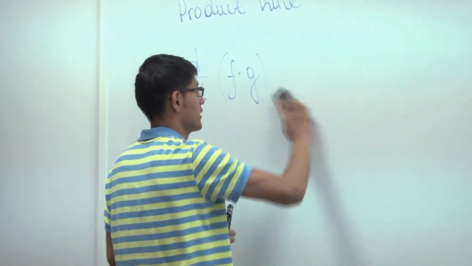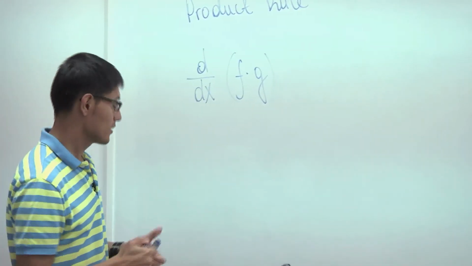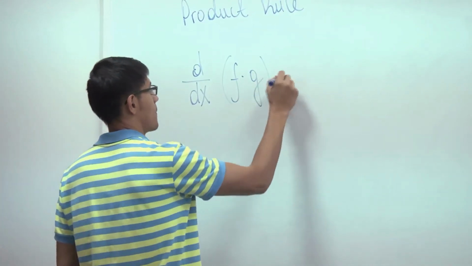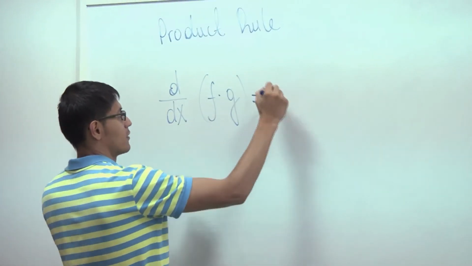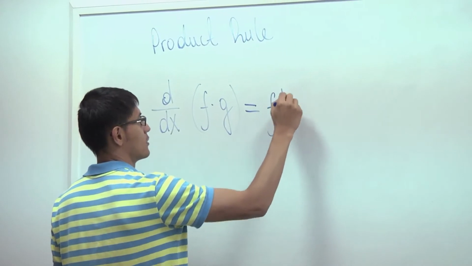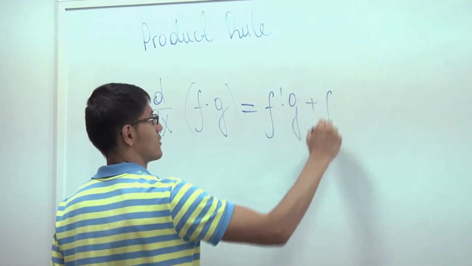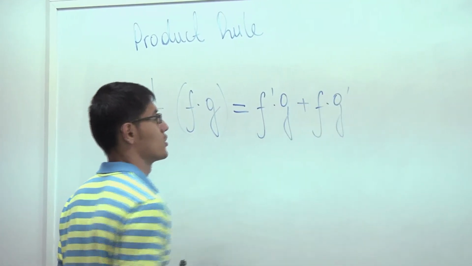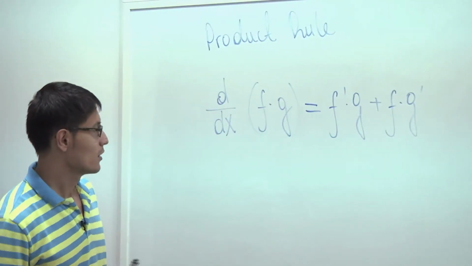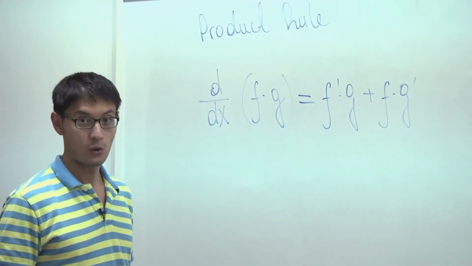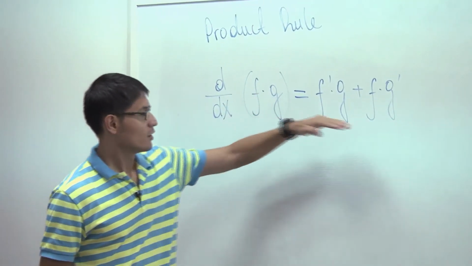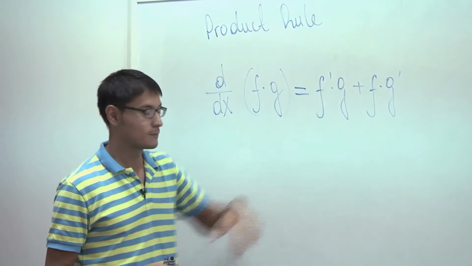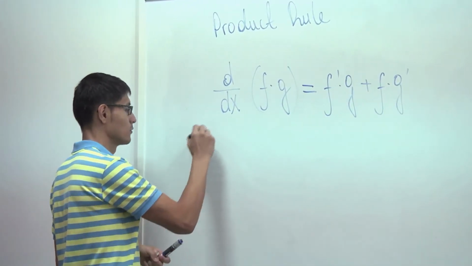Instead, the answer is a little bit complicated, a little bit. So in this case, the derivative will be f prime times g plus f times g prime. Okay? This is what we call the product rule, right? And so anytime you see two functions multiplied with each other, you have to follow this formula. So let's do an example.